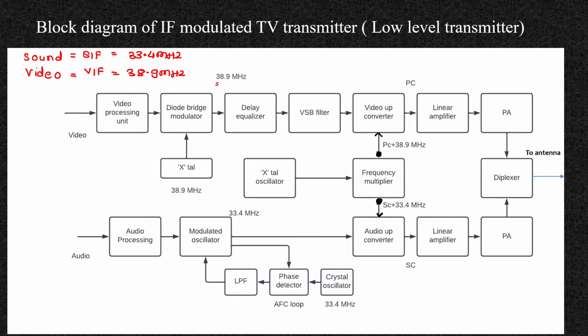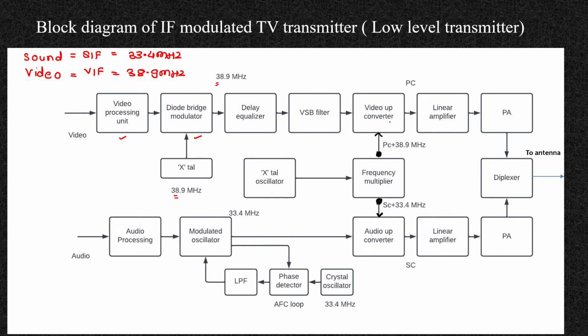First we'll start with the video. You have a video processing unit which processes your video, then a diode bridge modulator which modulates your signal, and this crystal oscillator generates the carrier frequency for modulation, which is 38.9 megahertz, the video intermediate frequency. Then it is given to the delay equalizer to equalize delays if there are any. Then it is given to the vestigial sideband filter. So instead of double sideband full carrier, it transmits only vestigial sideband.